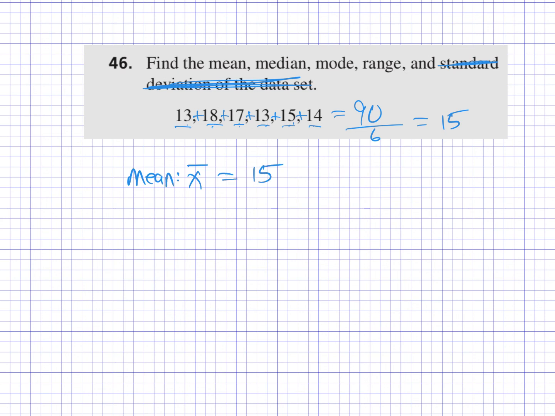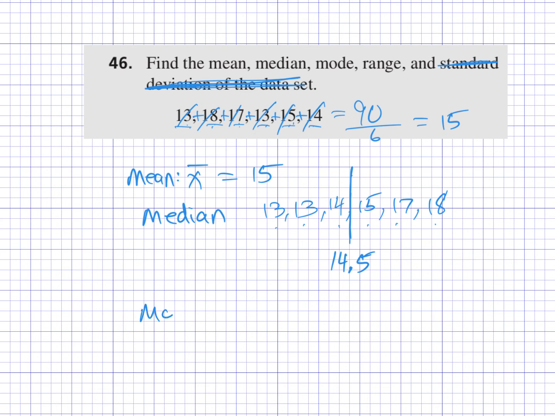Median is the middle number, so you have to put them in order. So we have 13, 13, 14, 15, and then we have 17 and 18. And we got them all, so there are 1, 2, 3, 4, 5, 6 numbers. So 1, 2, 3, 1, 2, 3, so it splits there. So 14.5 is the median, halfway in between those two middle numbers.